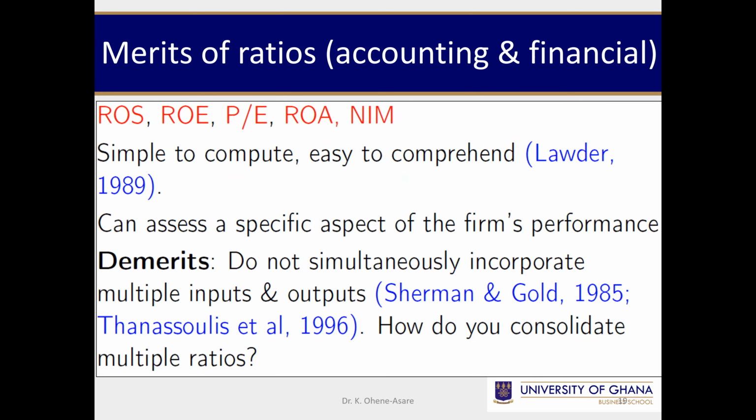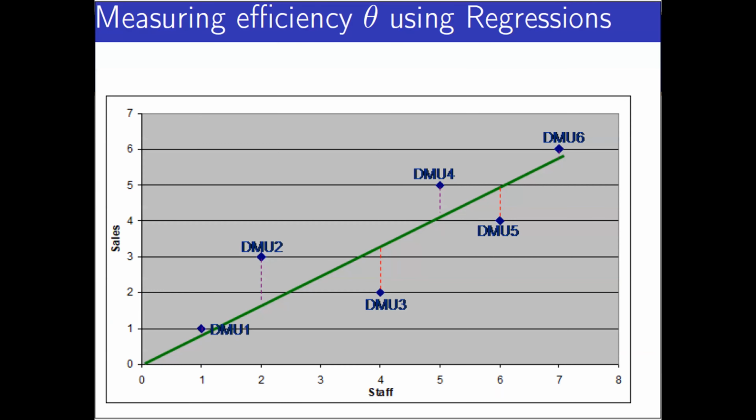That is not to say that accounting ratios are bad. They are simple, you can calculate them and understand them. And when you read all of those papers, and my advice is to read all of those references, you can look at one aspect of the firm, a corner of the firm. But like we have already said, you don't deal with multiple inputs and outputs. So what do we do? Let's go and use regression.